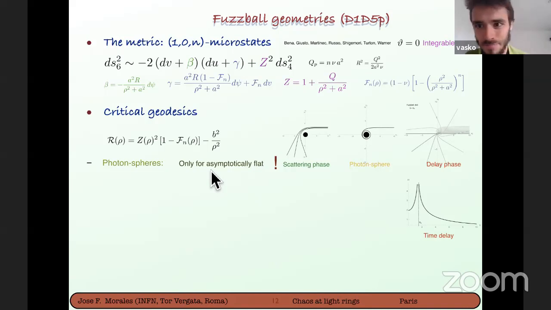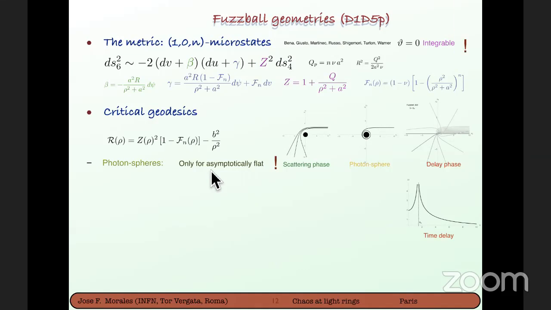Okay, thanks. I just wanted to stress what you pointed out before. You asked what is the interpretation of these quasi-normal modes for asymptotically AdS. We don't know, because we are still not able to find geodesics that come from infinity and reach the photosphere in AdS.